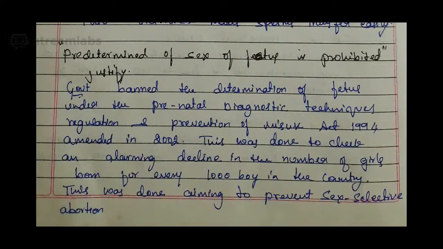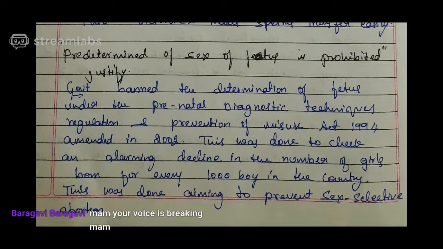Predetermination of sex of the fetus is prohibited. Justify the statement. The government has banned the determination of the sex of the fetus under the Prenatal Diagnostic Techniques Regulation and Prevention of Misuse Act 1994, which was amended in 2002.